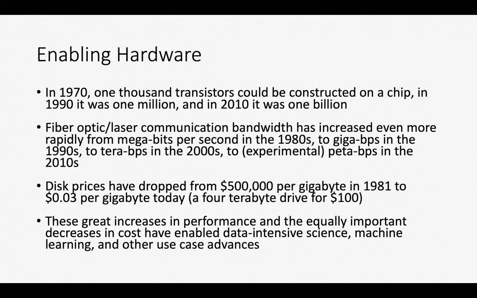the incredible increase in the amount of transistors per chip, the increases in the networking capacity from megabits to experimental petabits per second speeds. Disk prices have dropped incredibly, and you can see the numbers here. I won't go into those. And basically, this great increase in performance and a decrease in costs has led to things that have enabled data-intensive science, machine learning, and other data-intensive use cases.